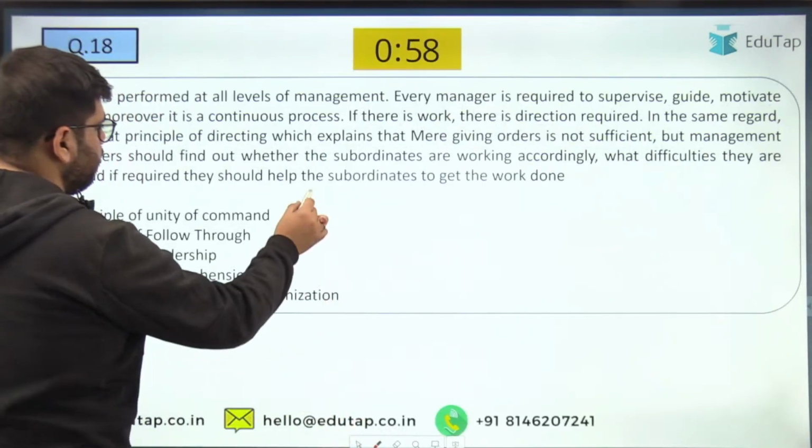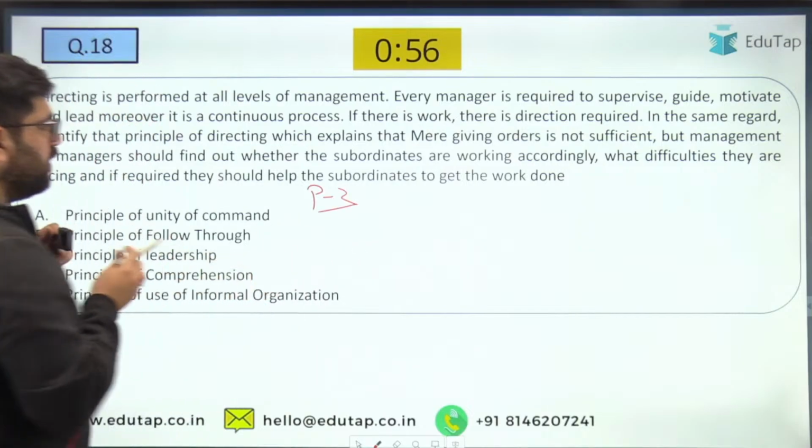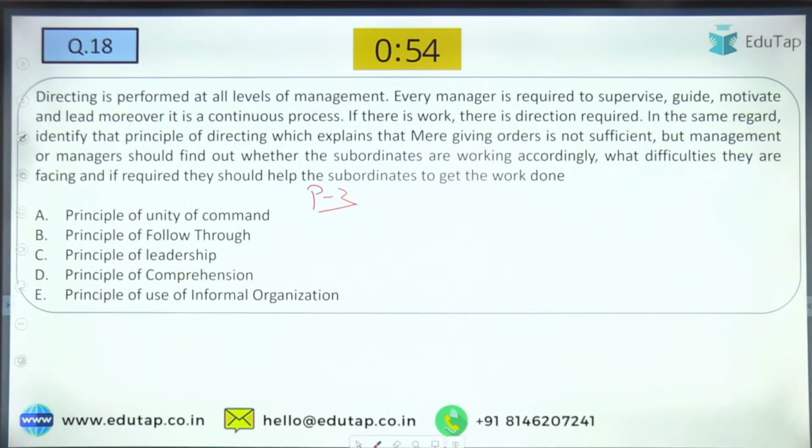Again, this is a phase 2 level question. Try to answer this question with all of your eyes open. Question number 18. Directing is performed at all the levels of management. Every manager is required to supervise, guide, and motivate all and lead. Moreover, it is a continuous process.